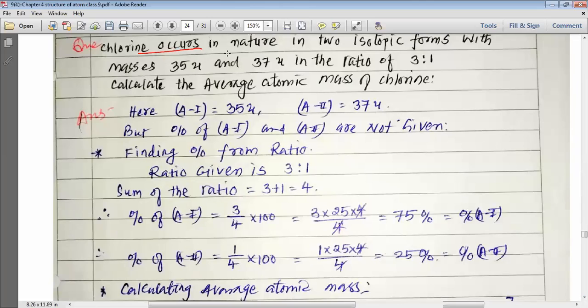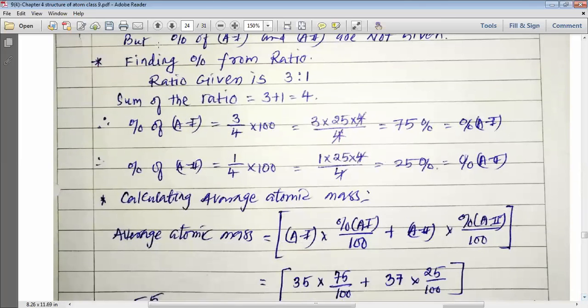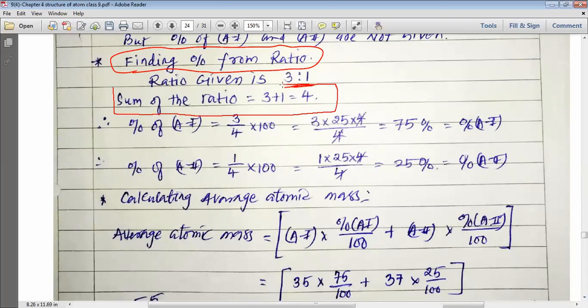The question was: chlorine occurs in two isotopic forms. One has the atomic mass 35 u and another has the atomic mass 37 u, and the ratio is given as 3:1. So, my dear students, we can solve this ratio first. How can we convert the ratio into the percentage? First we write the ratio 3:1. Then the next step is to take the sum of the ratio. So we take the sum: 3 plus 1 is equal to 4.